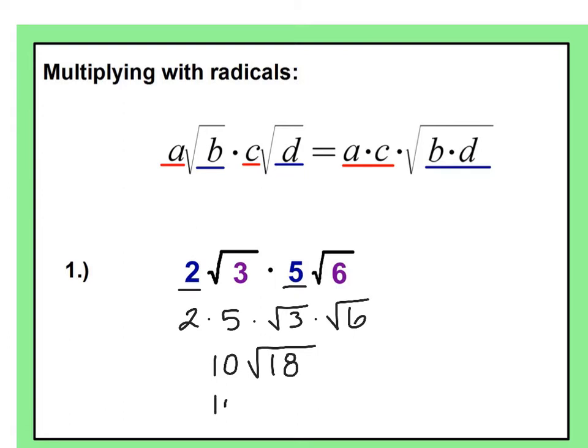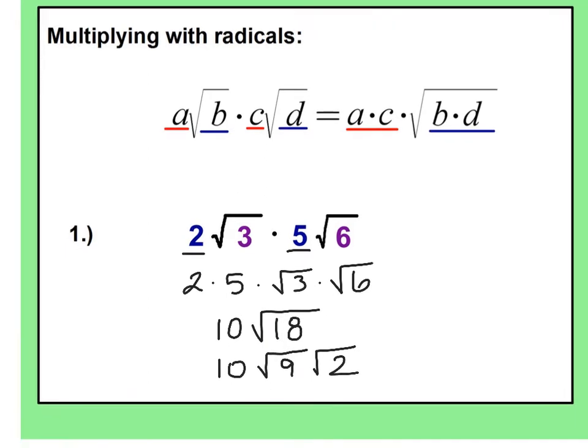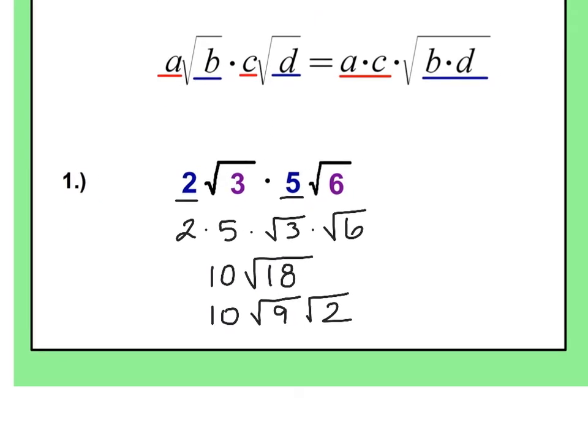So I'm going to rewrite that as the square root of 9 times the square root of 2, and move my paper down. And so that's going to give me 10 times, now the square root of 9 becomes 3, and then I still have the square root of 2. So all of this simplifies to 30 square root 2.